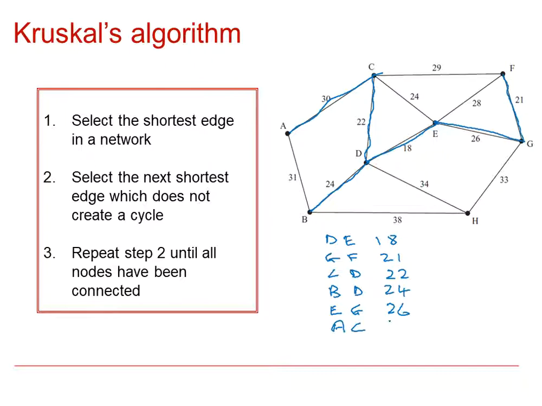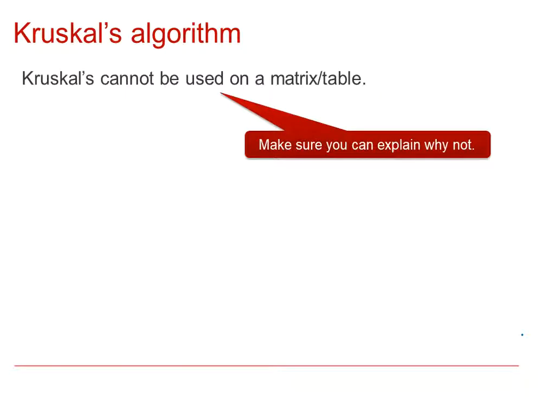AC at 30, and then I can't use 31 because that would create a cycle, so I'm going to use the 33. HG at 33, and that has connected all the nodes together in a minimum spanning tree. And the total for this minimum spanning tree is 174, which is the same solution you would get with Prim's algorithm.